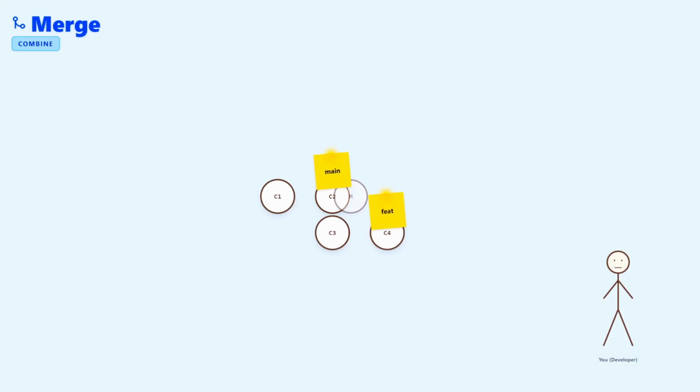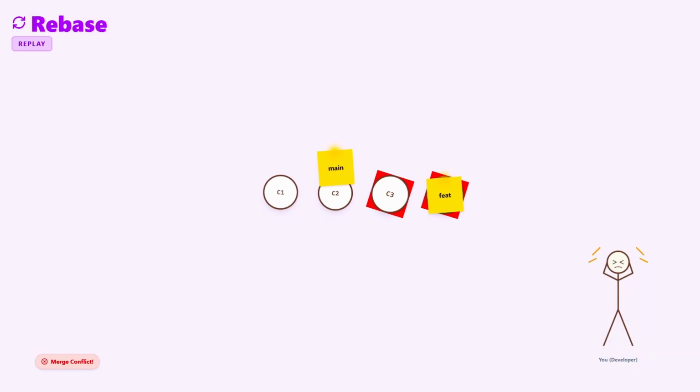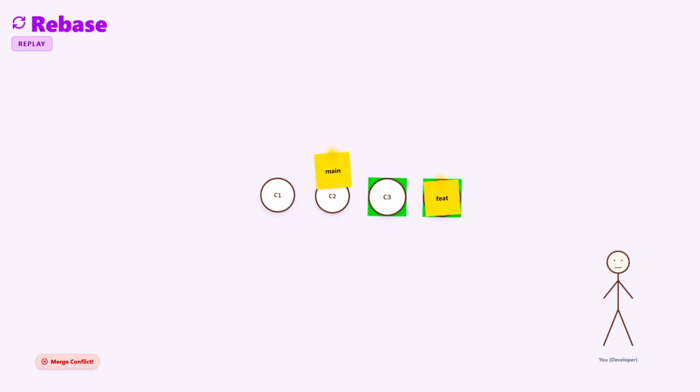Finally, rebase. There are two ways to combine branches. Merge ties two histories together and preserves the truth. Rebase rewrites history by replaying your commits on top of a new base. Git creates brand new commits with new hashes and discards the old ones. This is why you never rebase shared branches. If you rewrite history that others hold, conflicts explode. But for cleaning up your own local history, rebase is powerful.